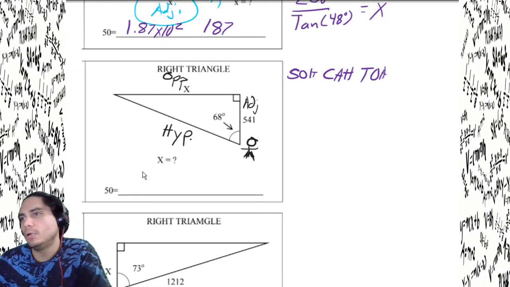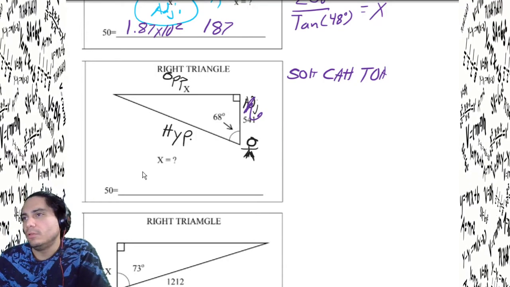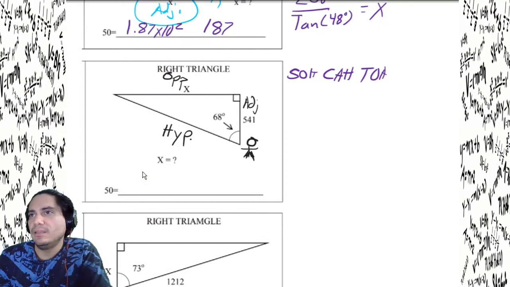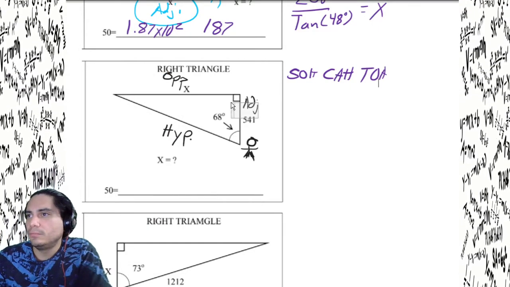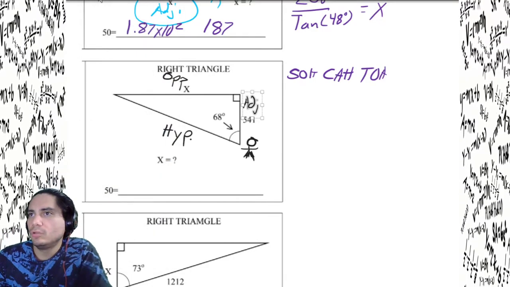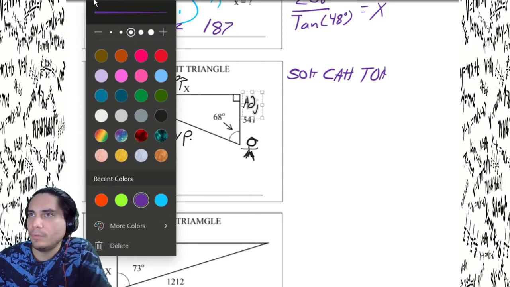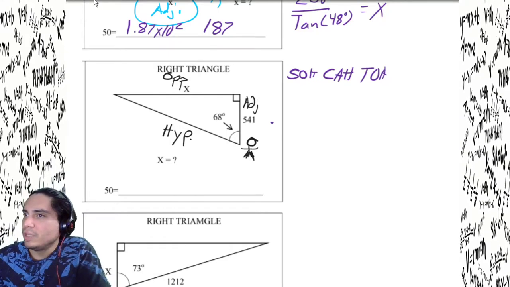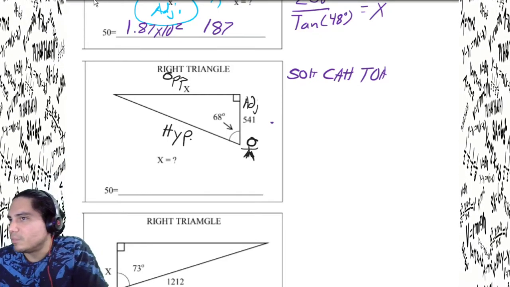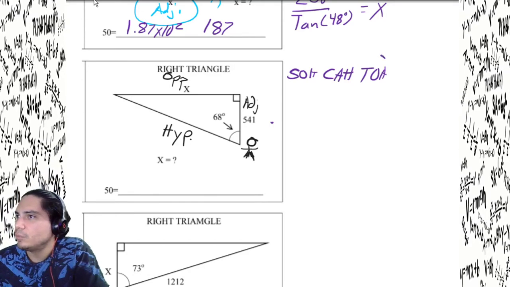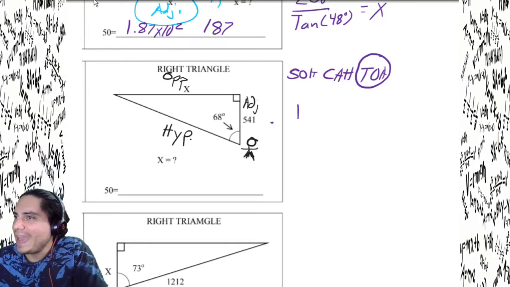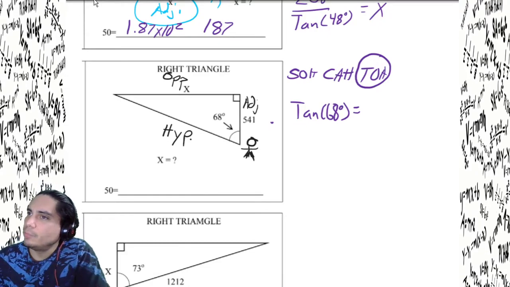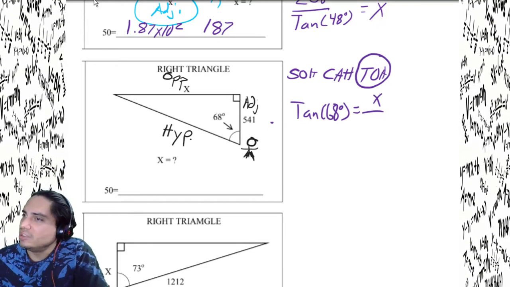In this problem here, we got the adjacent. We got ourselves an opposite. It's not letting me click this, it's like it wants me to click on something else. Anyways, we got the adjacent and the opposite, so we're going to be using TOA. We got the tan of 68 degrees, and we're going to put the x as our numerator and the adjacent as our denominator here.